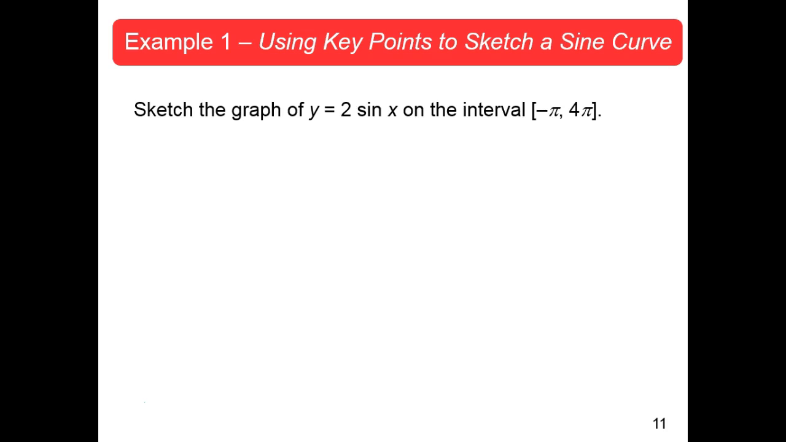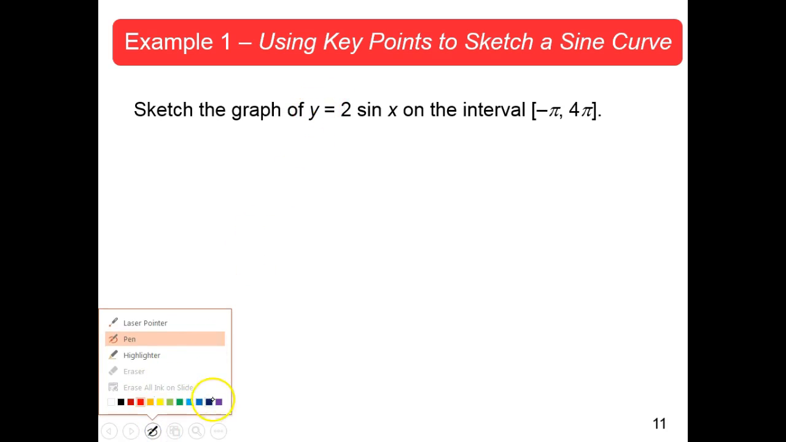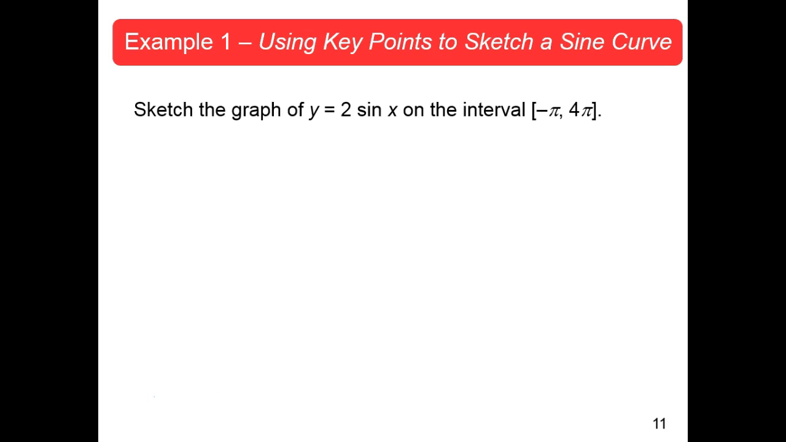Okay? So let's do example 1. Now, I kind of don't like this example because they haven't identified a few things for you, but we'll still live with it, I guess. Let me get my pen activated. I wish I could get myself activated. I feel so lousy. Okay. So sketch the graph of y equals 2 sine x on the interval from negative pi to 4 pi.